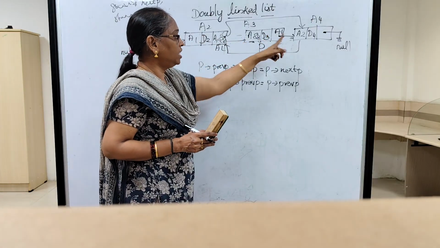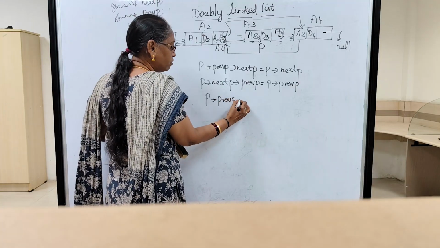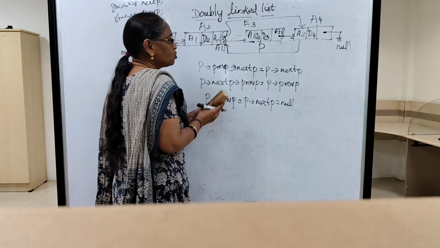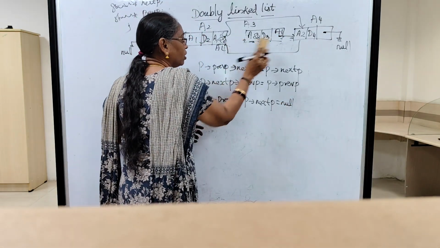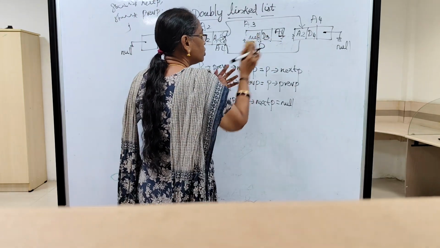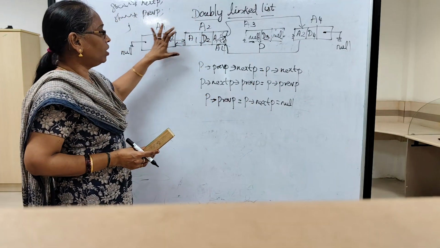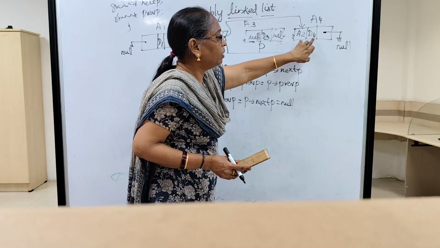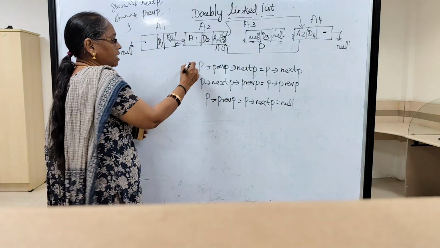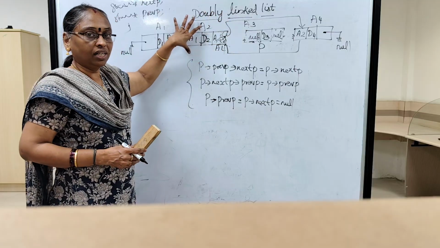But now I have to delete this node. So what should I do? P of previous and P of next should be null. So I am making these two pointers null. So this will be logically disconnected from the linked list, right? So A1, A2, then A4. What is A4's previous? It is A2. What is A2's next? It is A4. So both the pointers. So these three lines I have to write to delete the node from the doubly linked list.